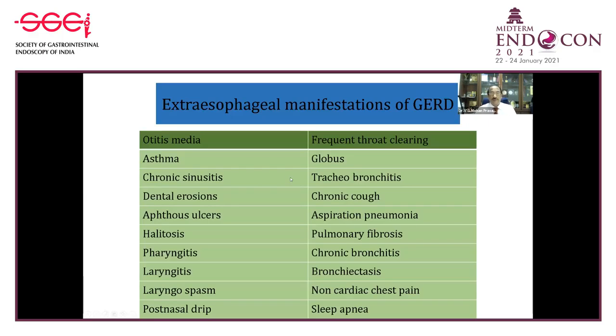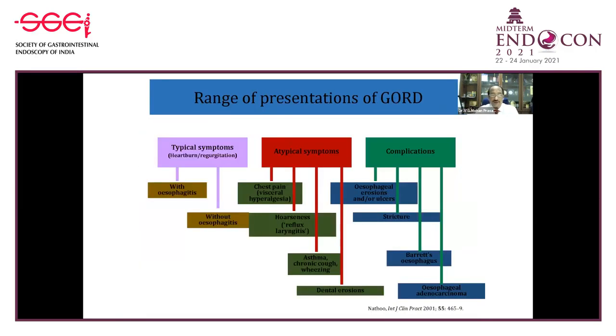If you see the extraesophageal manifestations, starting from otitis media to asthma, sinusitis, erosions of the teeth and aphthous ulcers, and halitosis, pharyngitis, laryngitis, laryngospasm, postnasal drip, frequent throat clearing, globus, tracheobronchitis, chronic cough, aspiration pneumonia, pulmonary fibrosis, bronchitis, bronchiectasis, non-cardiac chest pain, sleep apnea. All this could be extraesophageal manifestations of GERD. One should remember this in the OPD when we are seeing patients. That is why many of these patients go to dentists or ENT specialists, pulmonologists, cardiologists, and then finally land up with the gastroesophageal reflux disease experts, namely the gastroenterologists.